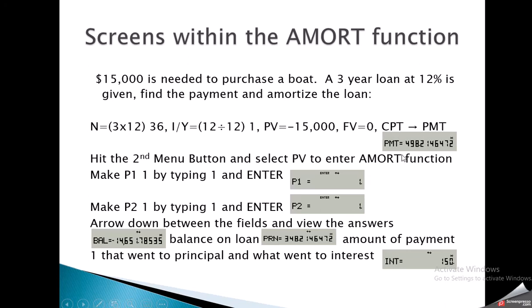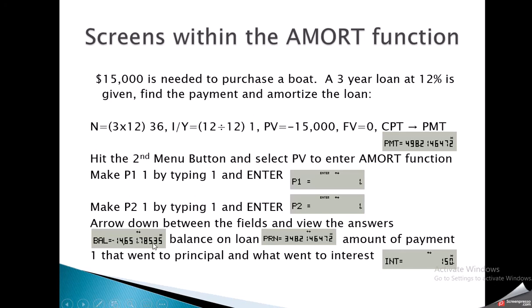So that says, okay, we'd have a monthly payment of $498.21. We hit our second menu button, the PV button, which takes us into that amortization function. And then if we're building the amortization schedule, we would isolate one payment at a time. So our P1 is going to be 1. We hit enter, arrow down, takes us to P2. We push in a 1, hit enter, arrow down. Then the calculator again is just going to provide these answers.